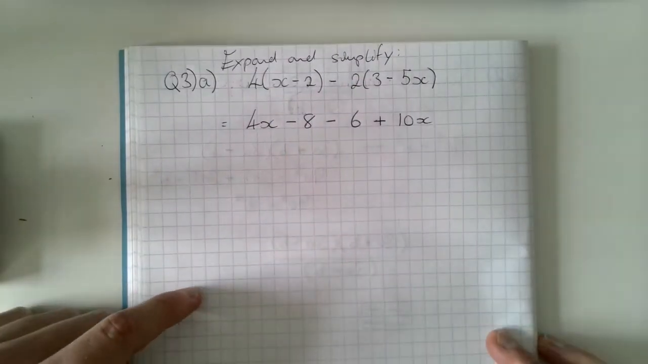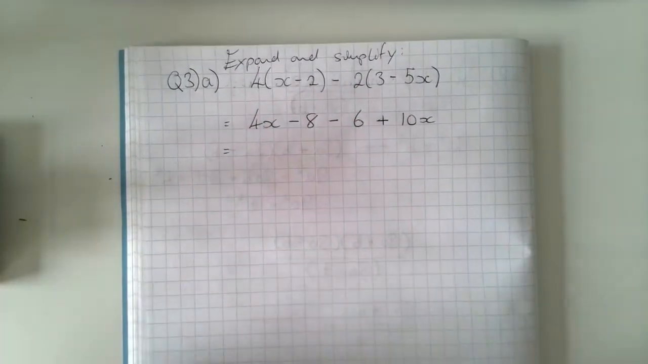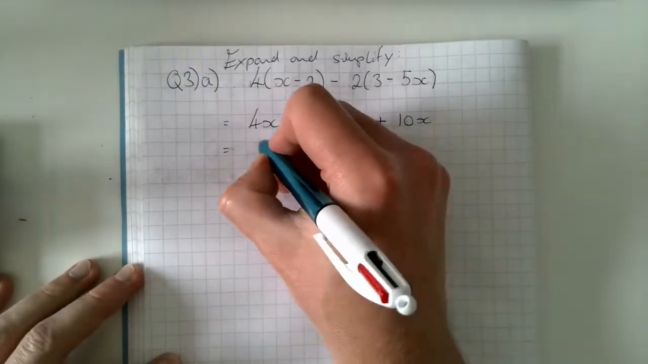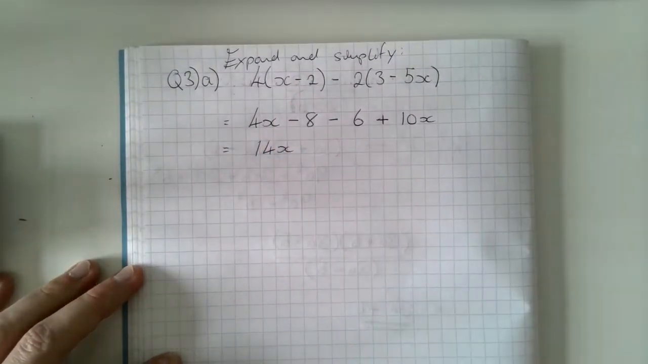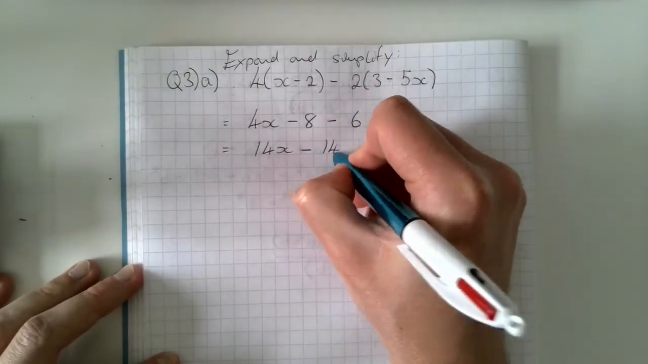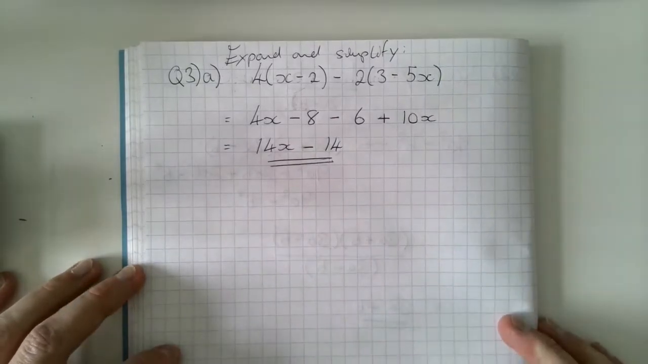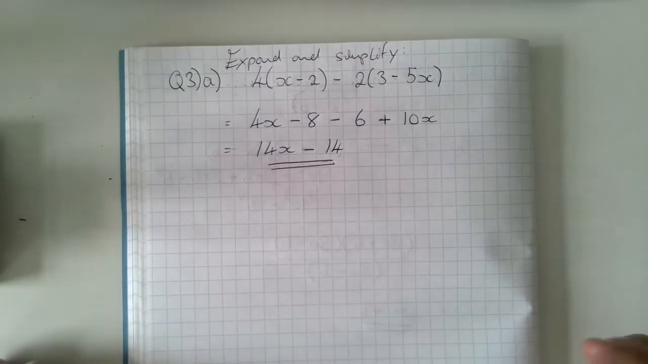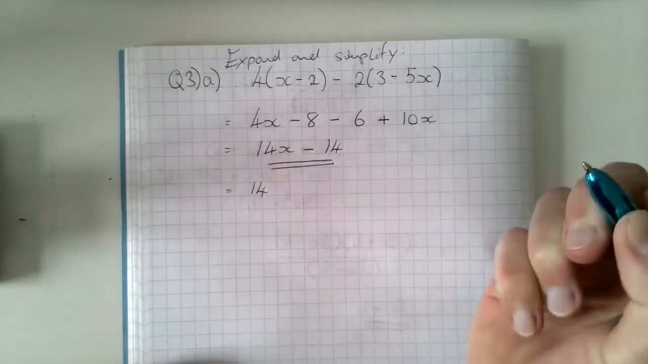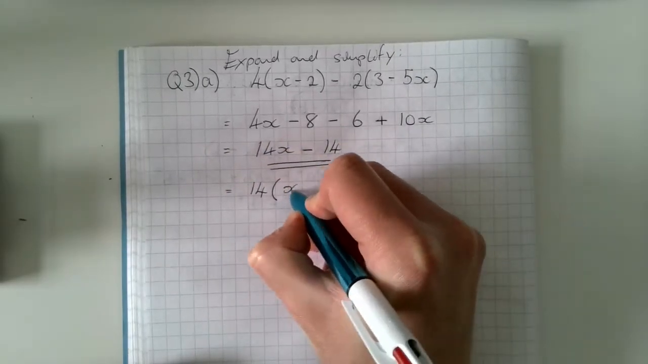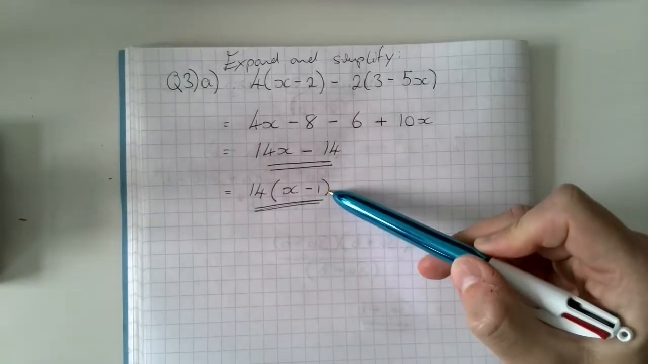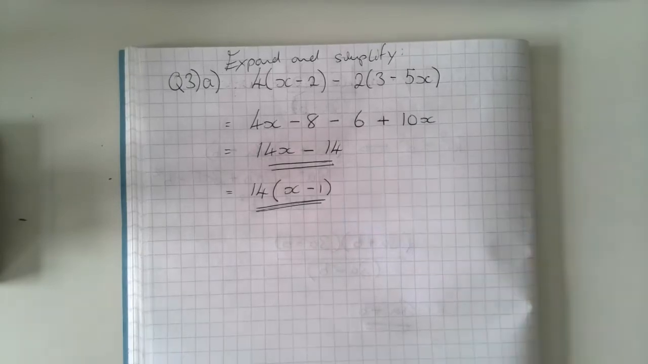So that's the expanded brackets, but now I need to simplify. So let's look at my x's first of all. I've got 4x plus 10x, so 14x. And minus 8 minus 6 is minus 14. So this is my final answer. Or if you'd wanted to, you could take the 14 out as a common factor, open up a bracket and go x minus 1. This is also absolutely fine. Either of these two answers are correct and would have got you the full marks.